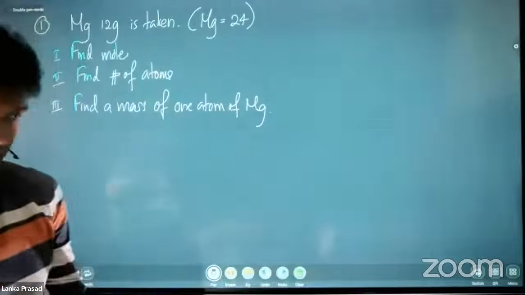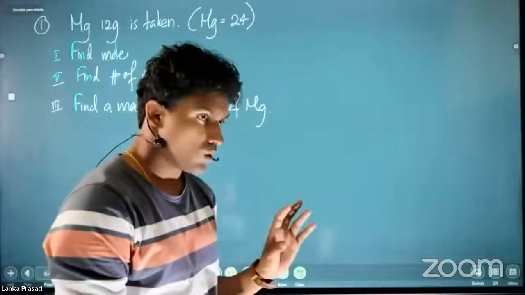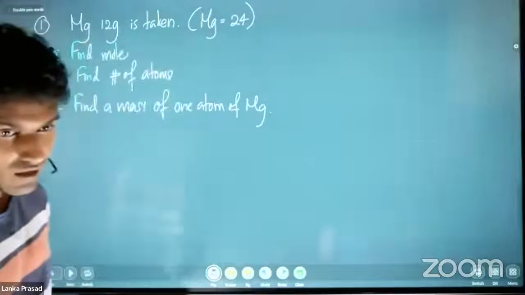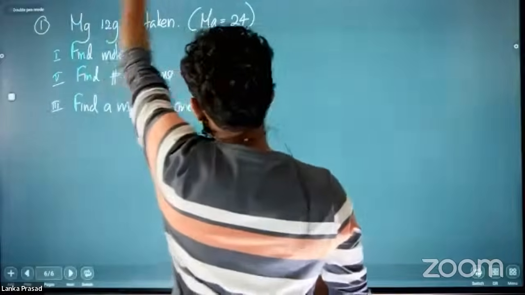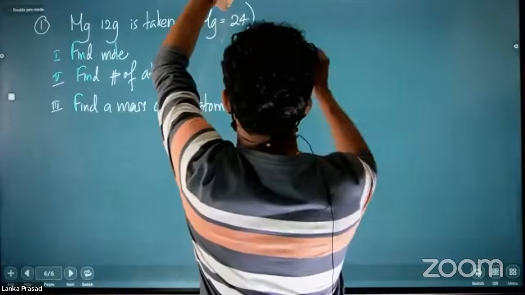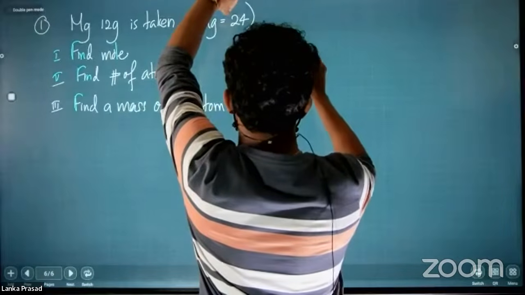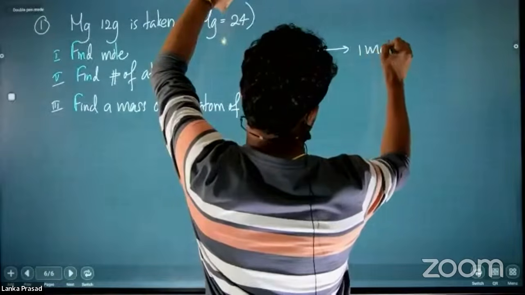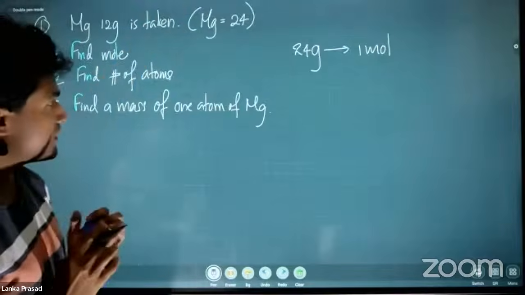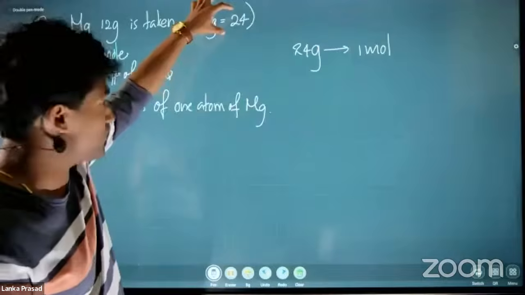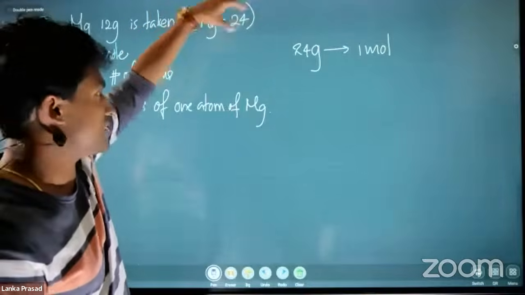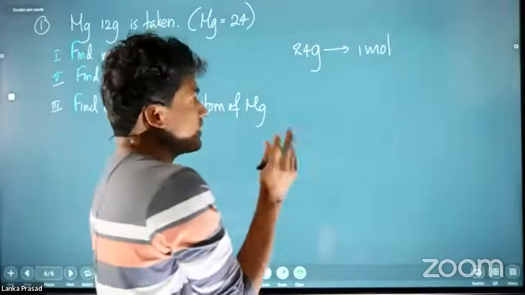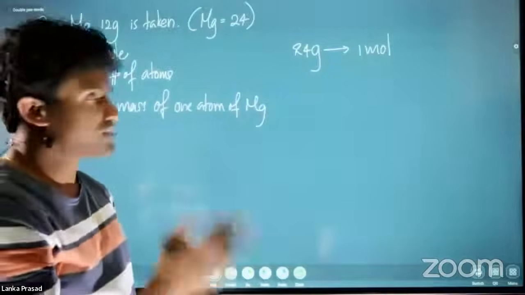Find the mass of one atom of magnesium. How much? Now look at it. The relative atomic mass of magnesium is 24. When you take out 24 gram of magnesium, that one contains 1 mole. That's the meaning of that. Now you have taken out the mass equal to its relative atomic mass, 24 grams. That one contains 1 mole of atoms.